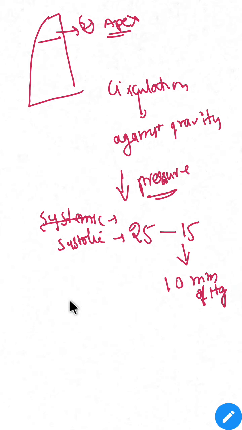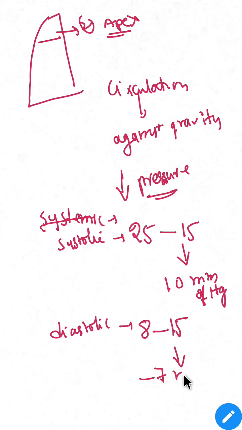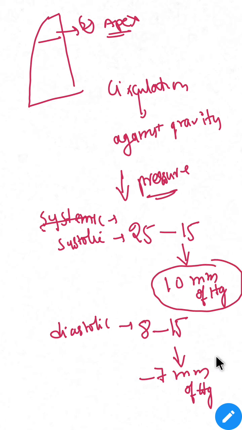Similarly, diastolic pressure in pulmonary circulation is usually 8. This also drops by 15 mm of Hg. So the diastolic pressure will be minus 7 mm of Hg. So at the apex, the systolic pressure is 10 mm of Hg, diastolic pressure is minus 7 mm of Hg. Let's see the various pressures at the apex.